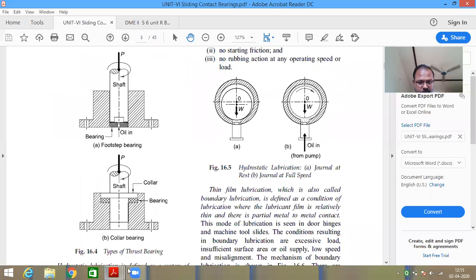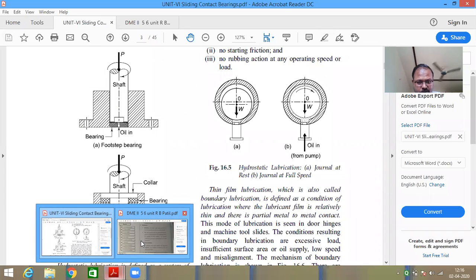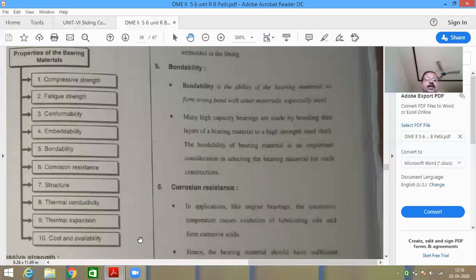Now, the important part is also the materials that are used for manufacturing these bearings, and what the necessary properties of bearing materials are. Here is the list of 10 important properties necessary for the bearing material. The first property is compressive strength, because the radial load acting induces compressive stresses in the bearing material.